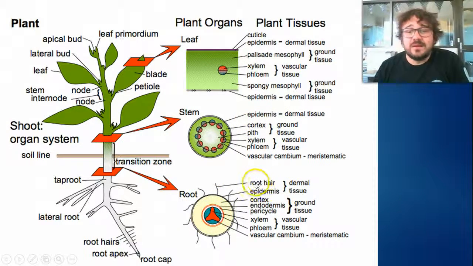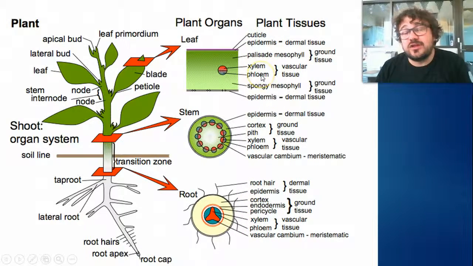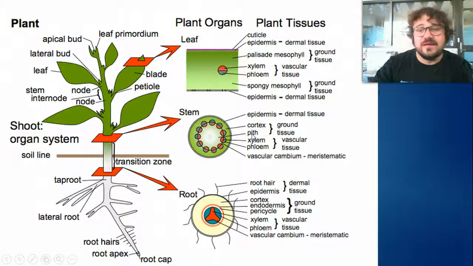A little bit of extra homework for you: for each one of these, all the way down here, I want you to look up a use for each of them. So function. So leaf cuticle, what's the function? Leaf epidermis, what's the function? All the way down. Xylem and phloem is actually going to be in all three, and you only need to look it up once. All right.